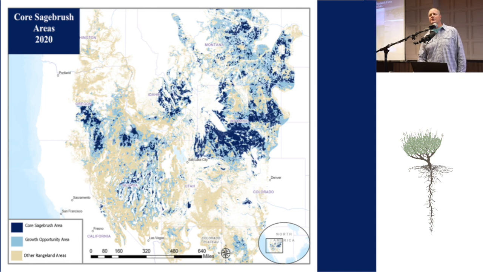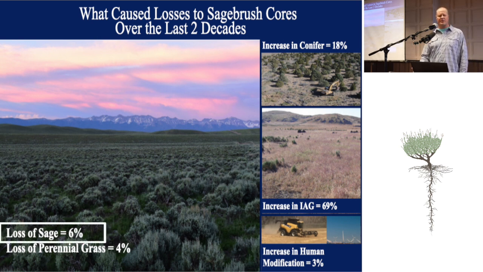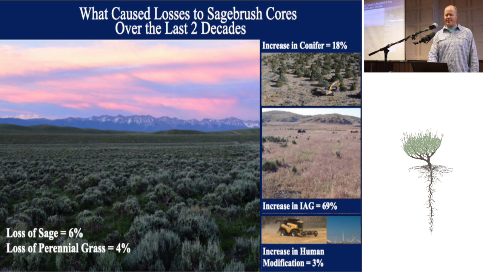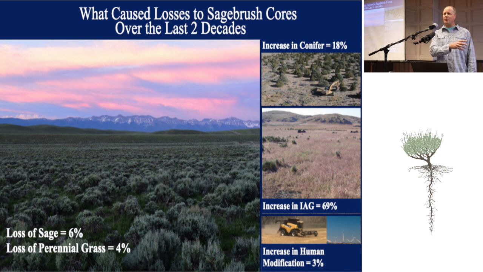So what caused the losses to the cores? And through time, what we're seeing is the stuff we want, it's about 10% of the losses. So loss of sagebrush, 6%, loss of perennial grass, 4%. Human modification, something that causes a lot of consternation in different stakeholder groups, only 3% of the losses over the last 2 decades. If you go back to the early 1800s and you look forward, there's places that Jeff Bedrosian is going to be talking about where cropland conversion in states like Washington has seen large losses.